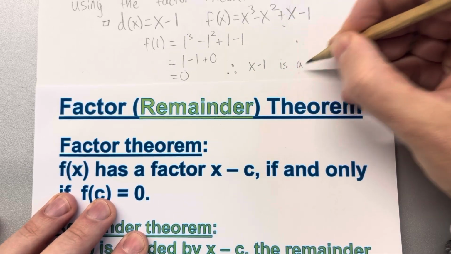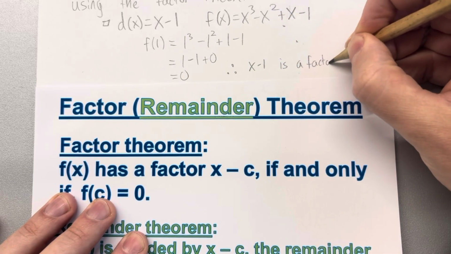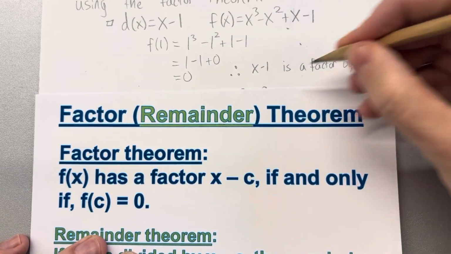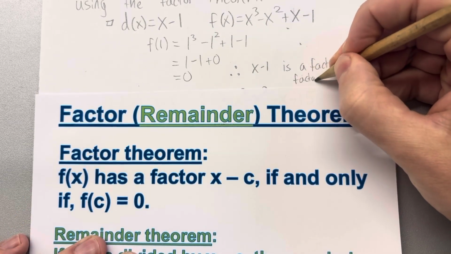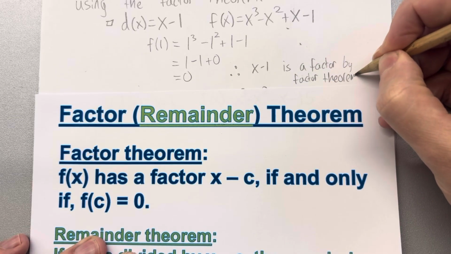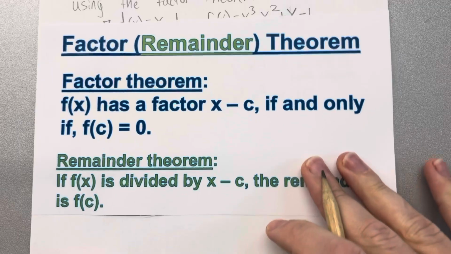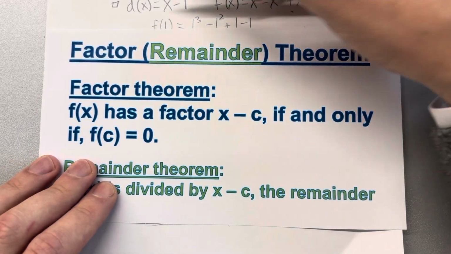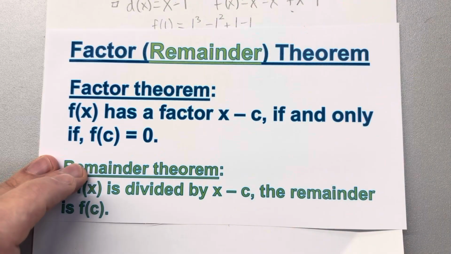So by the factor theorem, since f of 1 is 0, therefore x minus 1 is a factor. Now why did I say the factor remainder theorem? Because I think the factor and remainder theorem are so closely connected that I always just describe them together. The remainder theorem says we could have also answered this by dividing f of x by d of x and seeing if there's a remainder.